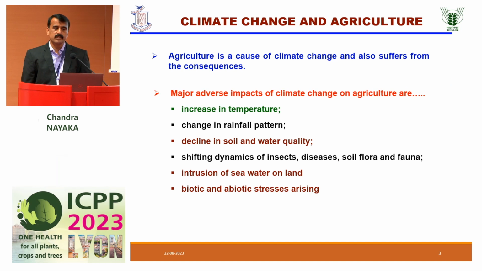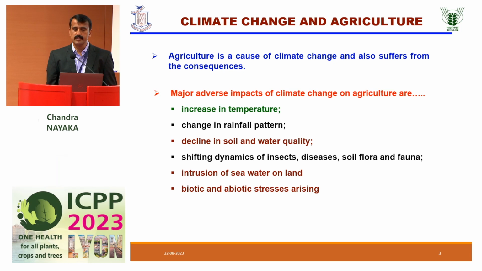So agriculture is a cause of climate change. It is one of the major reasons, and because of agriculture, we also suffer from the consequences. The major adverse impacts of climate change are an increase in temperature, changes in rainfall pattern, decline in soil and water quality, shifting dynamics of insects, disease, soil flora and fauna, and intrusion of seawater on land.